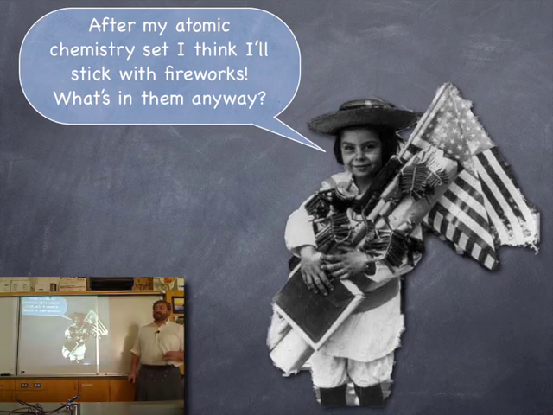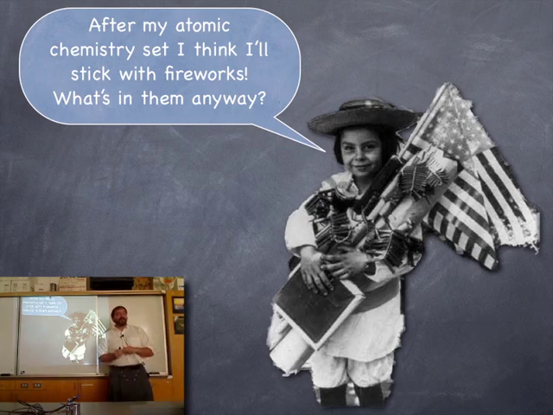All right, so Jane has moved on from her atomic chemistry set after turning her dad into a radioactive man. She's decided to focus more on the conventional chemistry aspect, which doesn't involve changes to the nucleus. Really what we're looking at is movement and changes to the way the electrons are arranged. Of course, what are you going to do with chemistry except make fireworks?